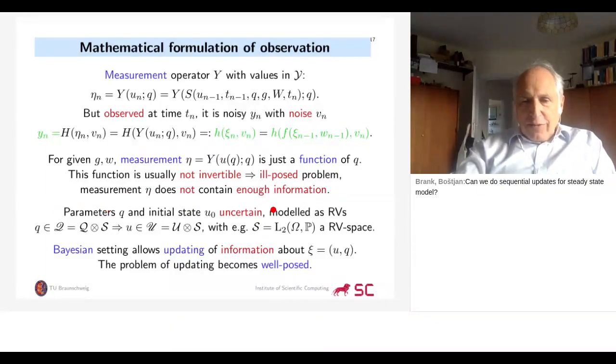So we model everything now as random variables. Formally, this is done by putting these into tensor product spaces, where this is the original deterministic space and this is a space of random variables, which we had before. And then we are in a Bayesian setting now. So I model the initial state, u0, and the Q, the parameters, meaning the extended state, xi, as a random variable. And then I can update the information about this. And then the problem becomes a well-posed problem, it turns out, this inverse problem. But it gives me less information. It doesn't give me the exact value Q, it gives me a probability distribution.